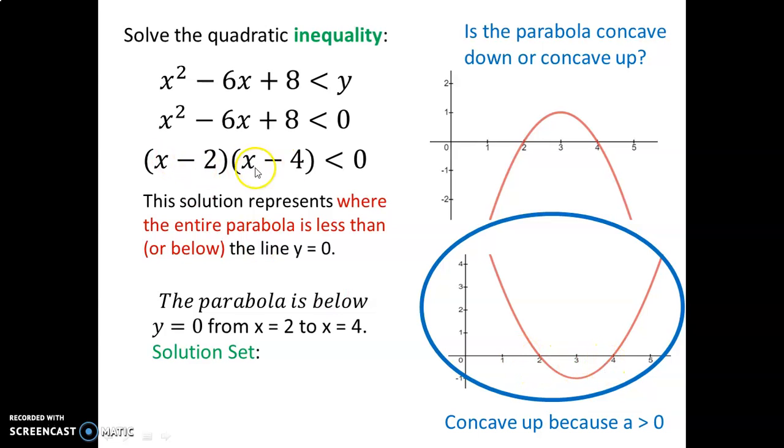Again, those were our solutions. We can see the solutions here from 2 to 4. And since this parabola is concave up, it is below the line y equals 0 from here to here. So the solution set in this case is x values between 2 and 4. From here to here, those x values, that's when the parabola is below the line y equals 0. And that only happened because it's concave up. If it was concave down, it would be a different answer.